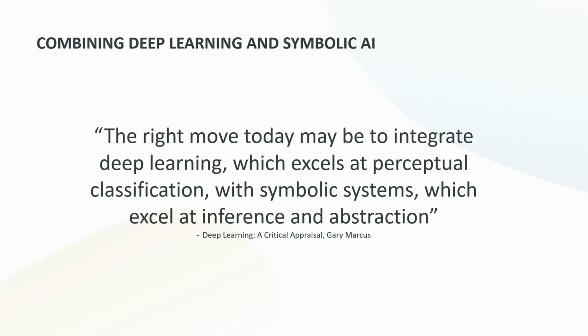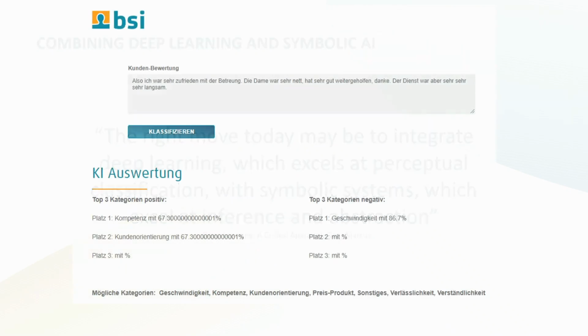Symbolic AI doesn't really need that much data. It can deal with less through inference and abstraction. So the idea is to combine these two and get a better classification. And this is what we did at BSI.